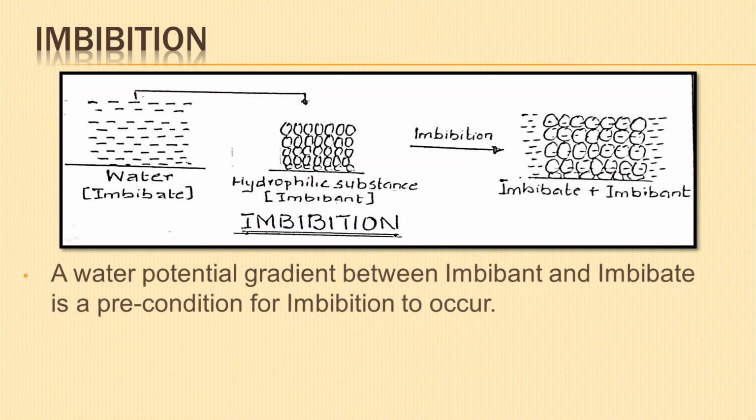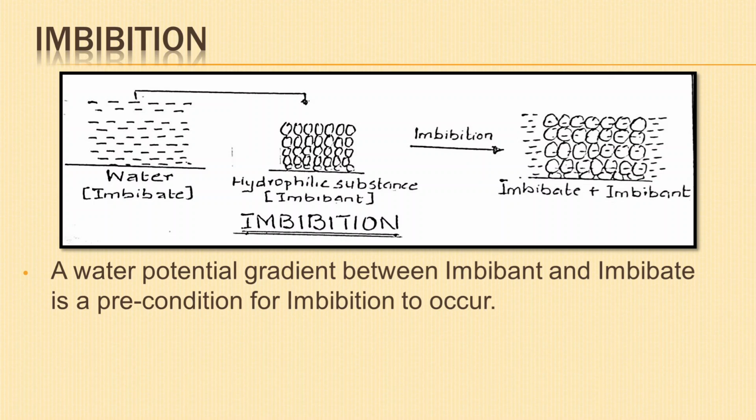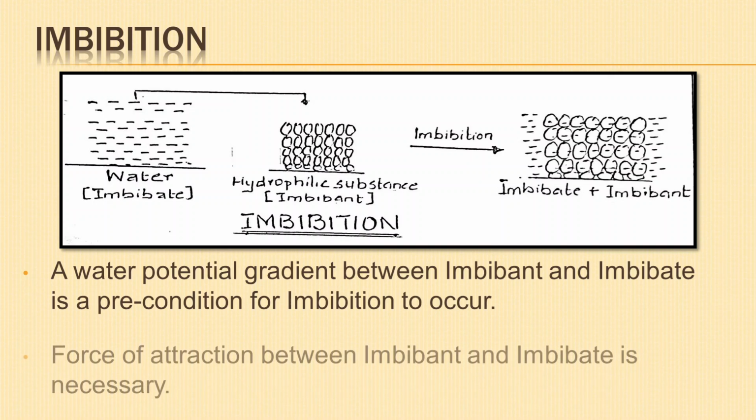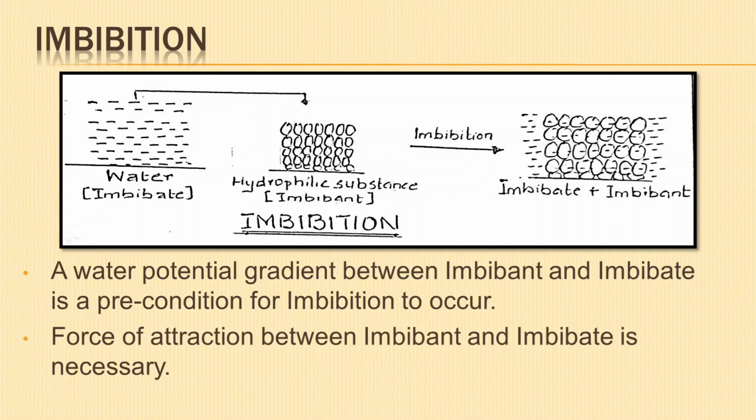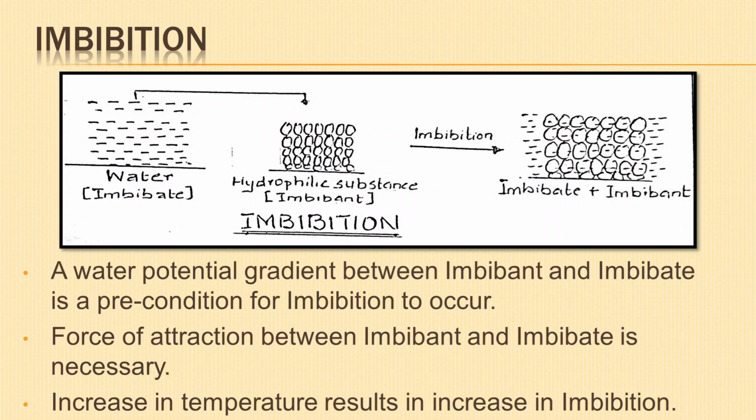A water potential gradient between imbibent and liquid imbibate is a precondition for imbibition to take place. Side by side, a force of attraction between imbibent and liquid imbibate is necessary. Increase in temperature brings about an increase in imbibition.